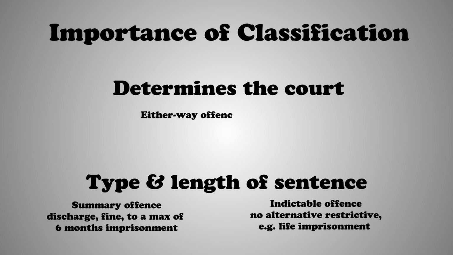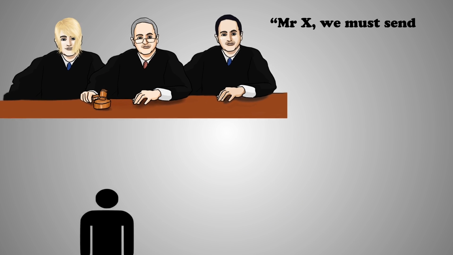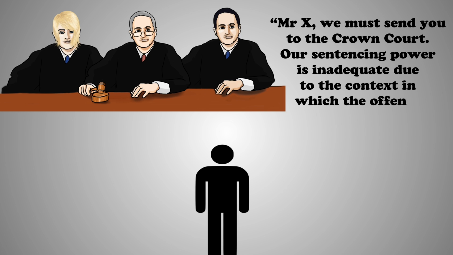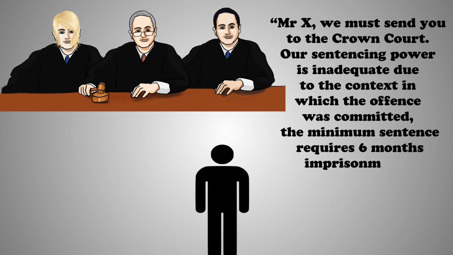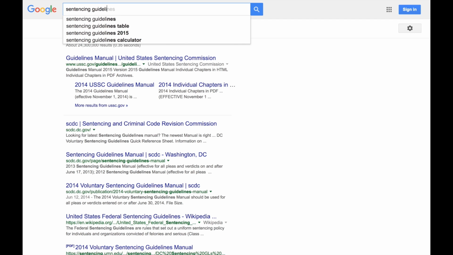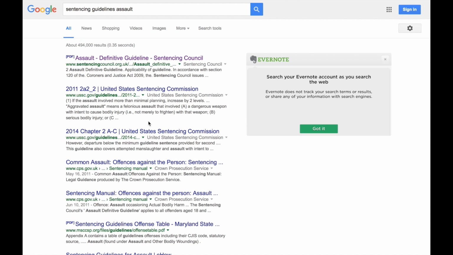Either-way offences may be tried at a magistrates' court or a Crown Court. The magistrates may decide to send an individual to the Crown Court because their sentencing power is inadequate. That is due to the context in which the offence was committed. The sentence required is more than 6 months imprisonment. In this situation, the magistrates would refer to the sentencing guidelines, for example, for assault, as a reference to determine the length of a sentence.